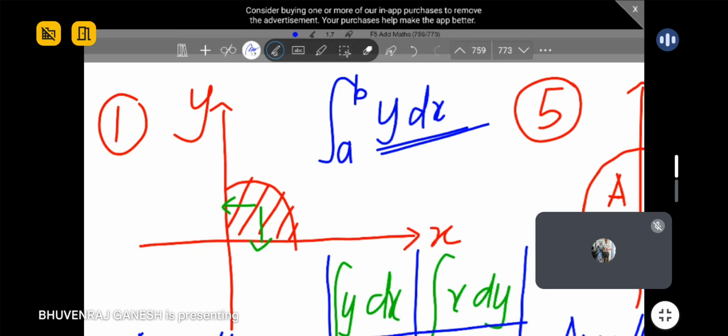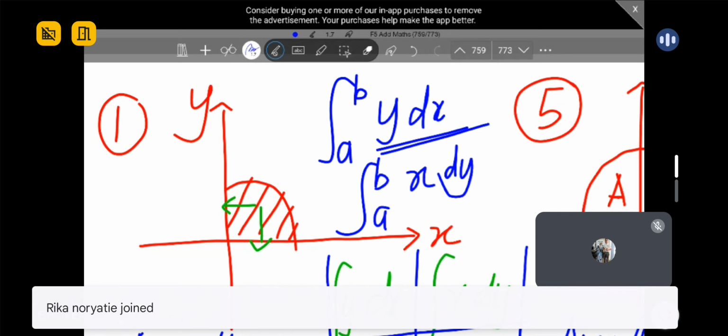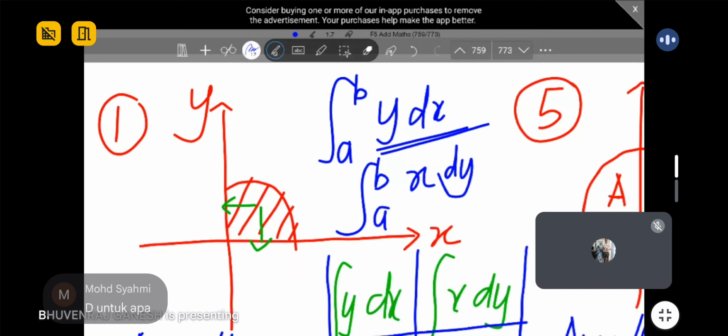Satu lagi rumus. Guys, do you remember you can also integrate towards the y-axis? Okay, this is the second possibility. So this is the second formula. Kamu boleh kamikan terhadap paksi x or paksi y. You choose either one you want to integrate towards. So it can be y dx or x dy.